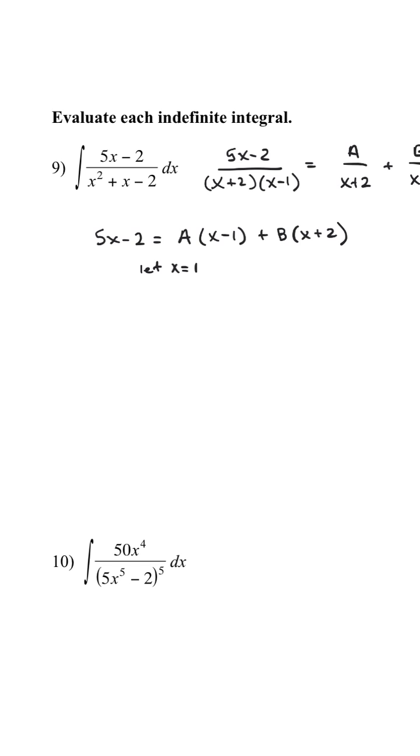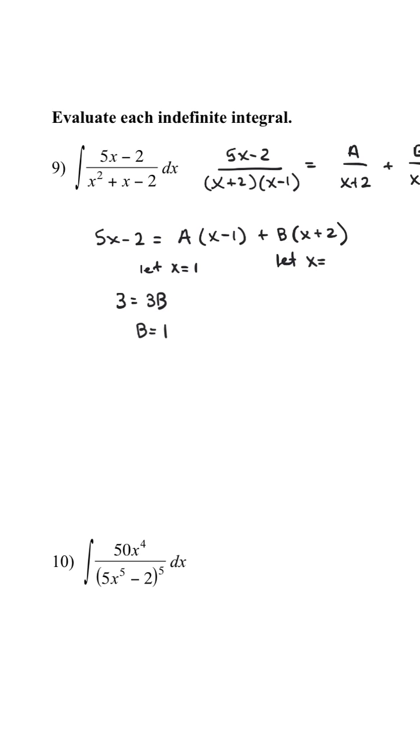Now, if we let x equal 1, that's going to cancel. If we plug in 1 right here, 1 subtract 1 is 0, 0 times a is 0, leaving us only b to solve. So if we plug in 1, we're going to get 5 minus 2, that's 3. Here we're going to get 0. Here we're going to get 1 plus 2, that's 3. 3 times b is 3b, so b is equal to 1.